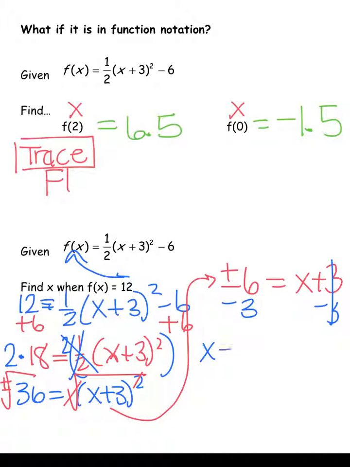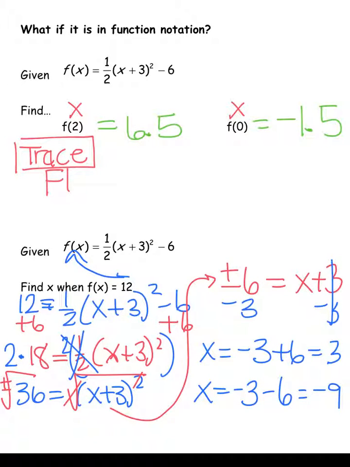So x will equal negative 3 plus 6, and x will equal negative 3 minus 6. So negative 3 plus 6 is 3. Negative 3 minus 6 is negative 9. Two x answers for each problem. Okay, hope that helps.